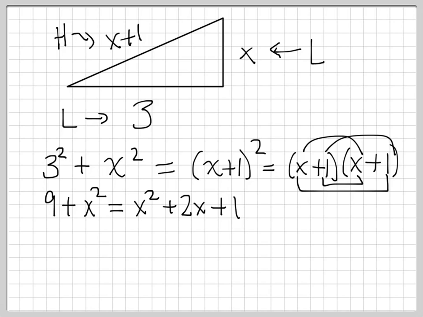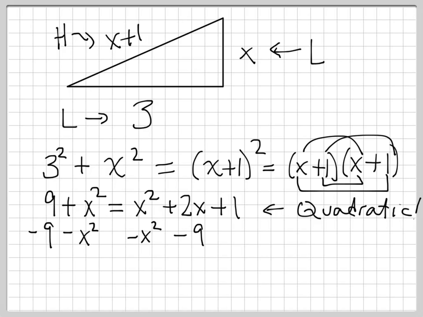Now, here you should know that you have a quadratic, and so you have to get everything to the same side, factor, and then solve for 0. And so we're going to get x squared to this side, 9 to this side, and on the left we'll have 0. My x squareds actually cancel. My 2x is left, and my 1 minus 9 gives me 2x minus 8.